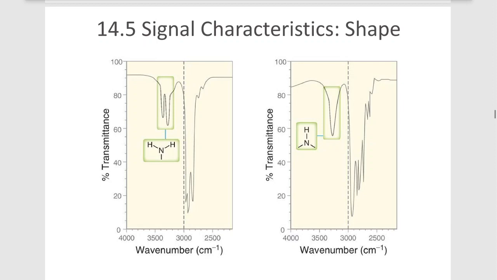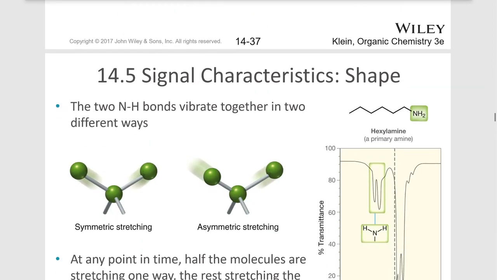So here we have a primary amine on the left. It has two hydrogens attached to the nitrogen, so we get two signals in the IR, and these are usually kind of broad. On the right, we see a secondary amine, so it has one hydrogen, and therefore gives us one peak in the IR. And again, tertiary amines don't give us a signal in IR for that nitrogen-hydrogen bond, so they're just not useful. IR is not a useful technique for a tertiary amine.